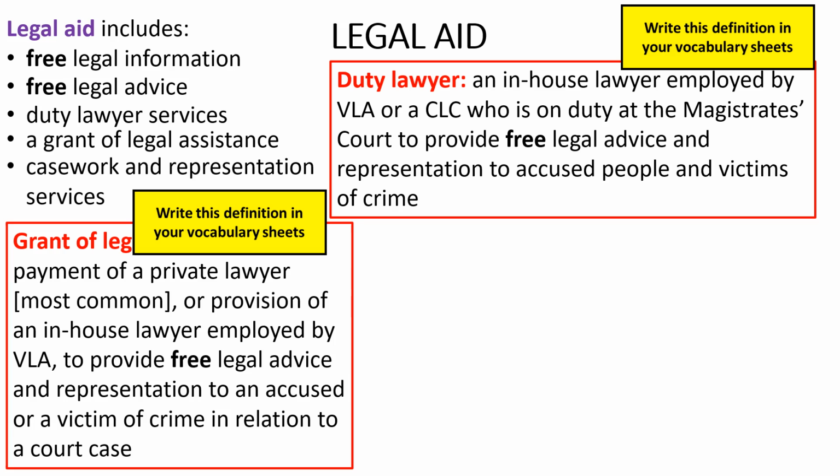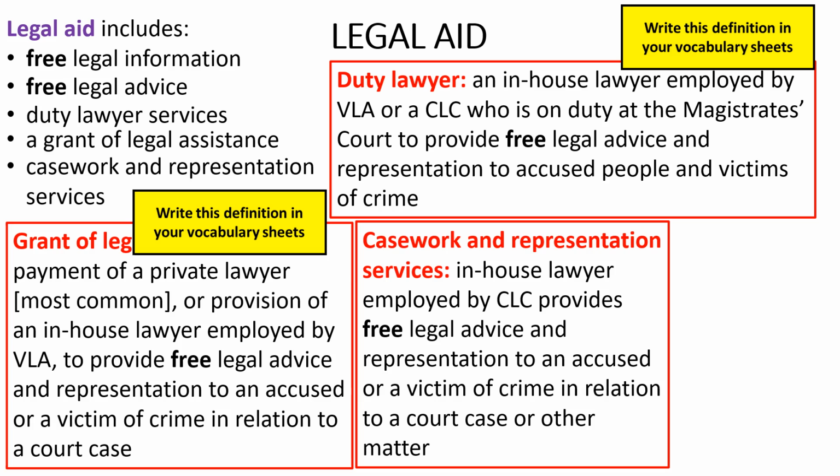The fifth and final type of legal aid is only provided by community legal centres. This is casework and representation services. Casework and representation services is where a community legal centre assigns an in-house lawyer employed by that community legal centre to provide free legal advice and representation to an accused or a victim of crime in relation to a court case or other matter.